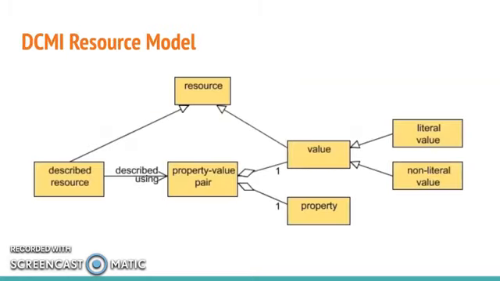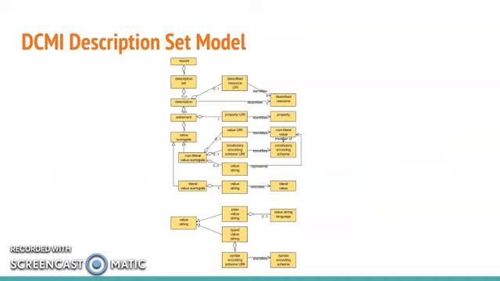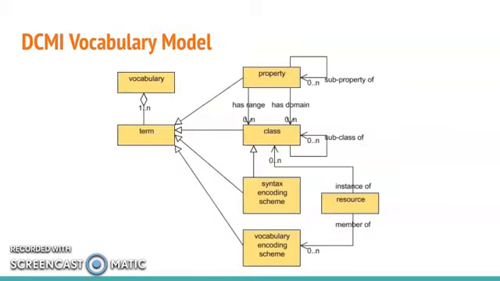The DCMI resource model shows how information resources are described. The DCMI description set model shows how a record is comprised of descriptions that are encoded in vocabularies. The DCMI vocabulary model shows how terms in a vocabulary are encoded.